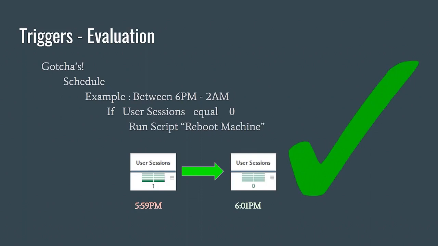So how that would work is obviously at 5:59 you would need one user session, and then at 6:01 it goes from 1 to 0. This would work. But the gotcha is that if user sessions was 0 at 5:59, because that state doesn't change, the trigger never gets evaluated. So even though you move into the schedule, it would never reboot. So you'd have to make sure that your window is encompassing that last bit of state change, that the state change is occurring within that schedule.